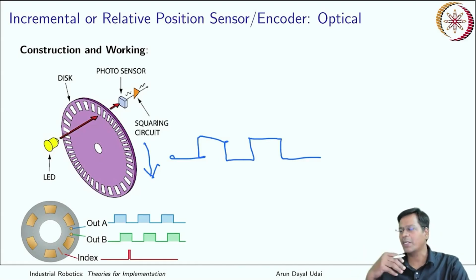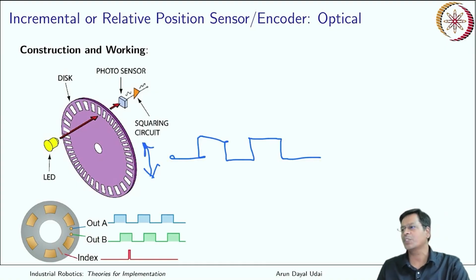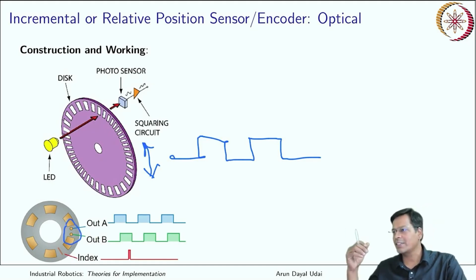That is okay, but whether it rotates clockwise or anti-clockwise, it will give you the same kind of square wave. So how will you know that? In order to do that, there is a trick. You have 2 different LEDs and 2 different sensors.